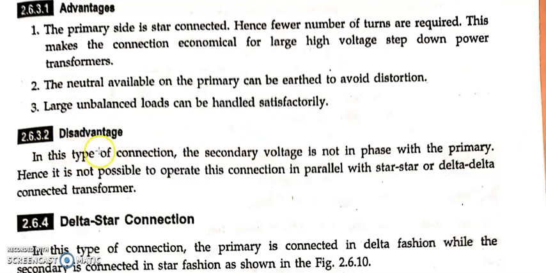So one disadvantage you can see here is that the secondary voltage is not in phase with the primary. As we saw, there is a phase shift of 30°, so we can't operate in parallel like we have operated with star star as well as delta delta connection transformers. We can't operate the star delta connection in parallel because there is a phase shift, and the phase shift should be 0 whenever you want to operate in parallel connection. This again we are going to learn in depth in the coming section.